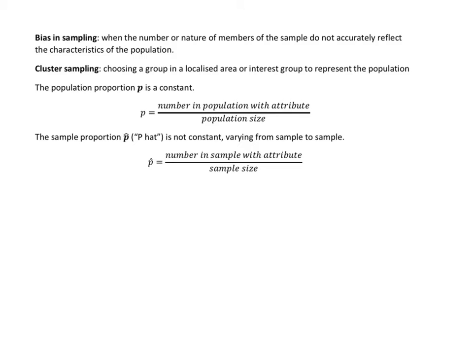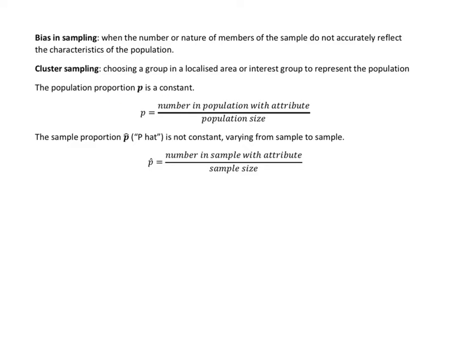Cluster sampling is exactly the same situation I've just described, where you're looking at a localized area or an interest group. Another way of finding bias in sampling is, for example, maybe you might choose people who are a particular height and below, and they're not going to represent the whole population.